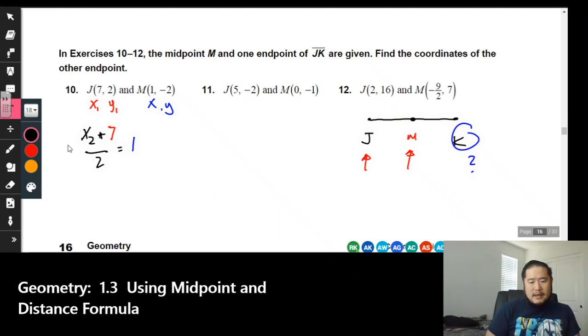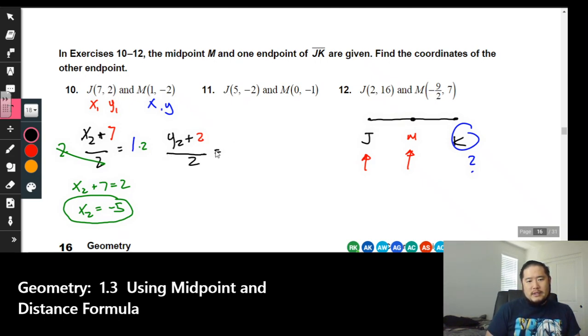We will multiply both sides by 2 to get rid of that denominator, right? It cancels out. I've got x sub 2 plus 7 is equal to 2. And then we'll subtract 7 from both sides, and we're left with -5. And there is x sub 2. We will repeat this. We've got to find y sub 2. So we've got y sub 2 plus 2, and we're going to divide that by 2 right here, and then we set that equal to the y-coordinate of the midpoint, which is -2. All right.